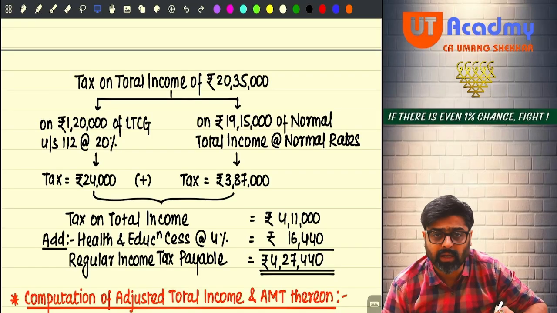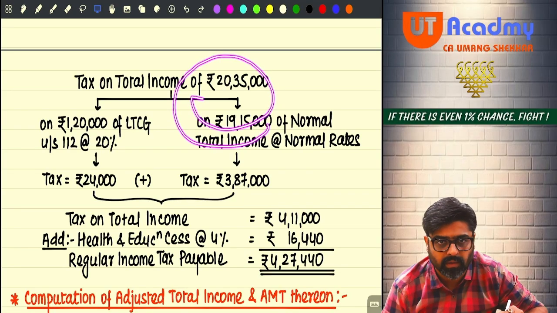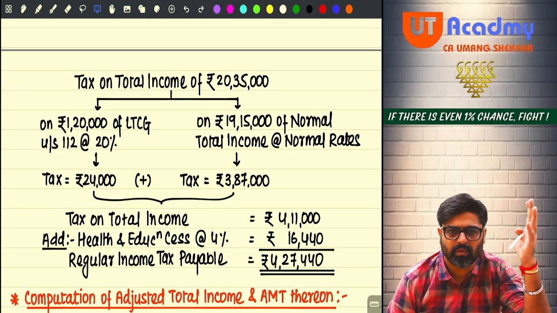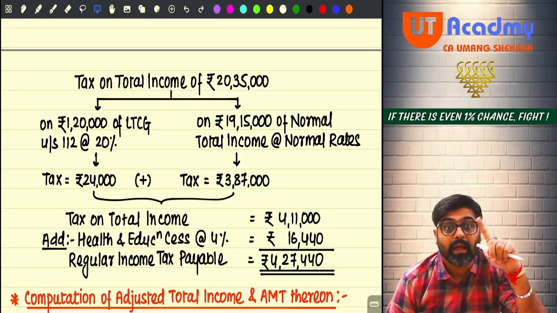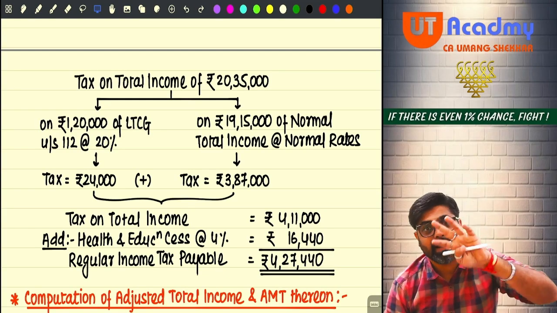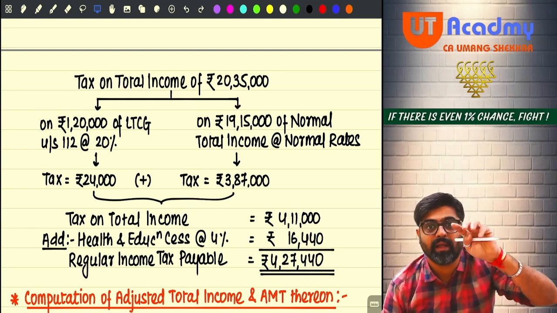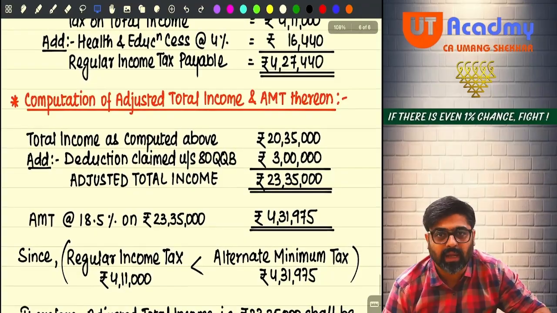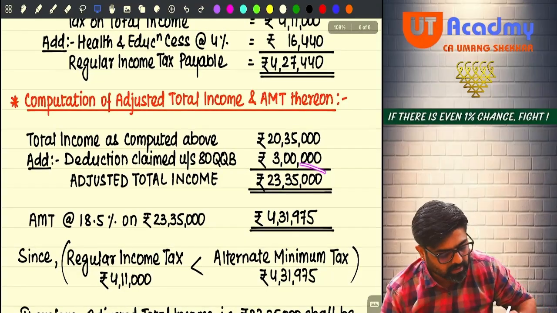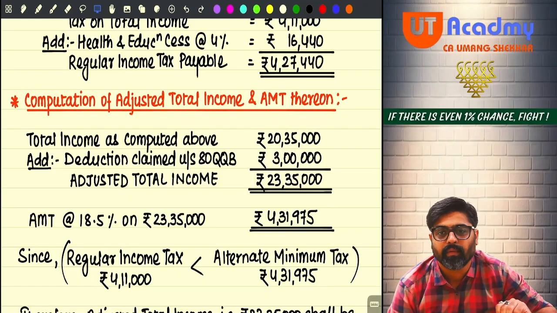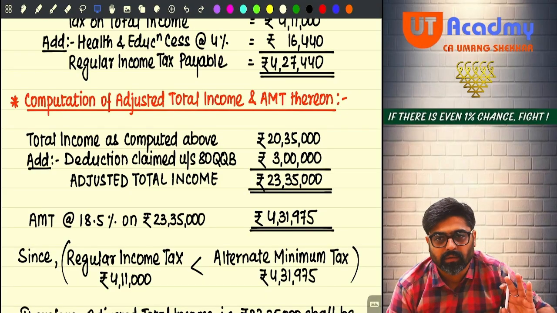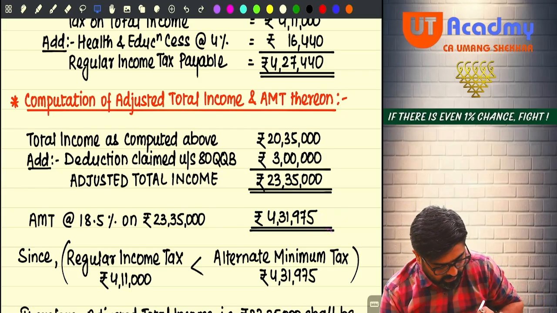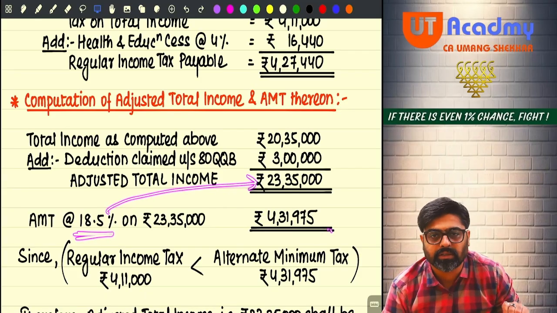To calculate adjusted total income, I will have to take this total income on my calculator, and whatever 10AA deduction I have claimed, I will add. Have I claimed any 10AA? No. Have I claimed 35AD? No. Have I claimed 80QQB? I will add that amount. The 3 lakh rupees which I have claimed, I will add. So in 20 lakh 35,000, I will add 3 lakh, meaning my adjusted total income will be 23 lakh 35,000. Did you see how I calculated? Now pay attention. This amount is nothing but 18.5% which I have calculated on adjusted total income.